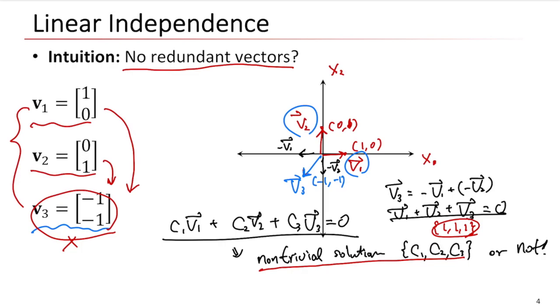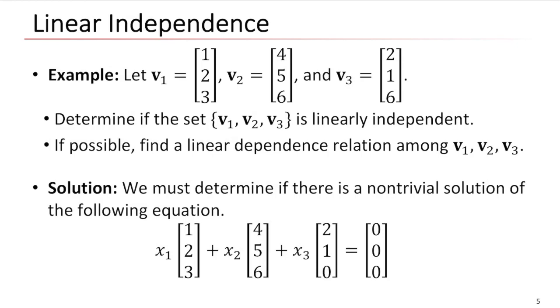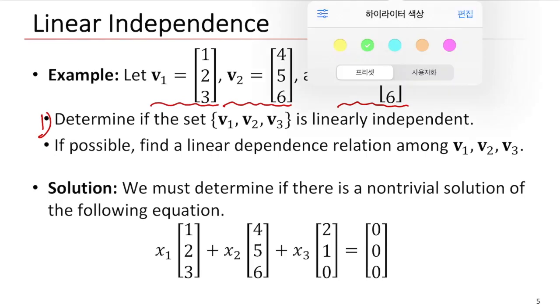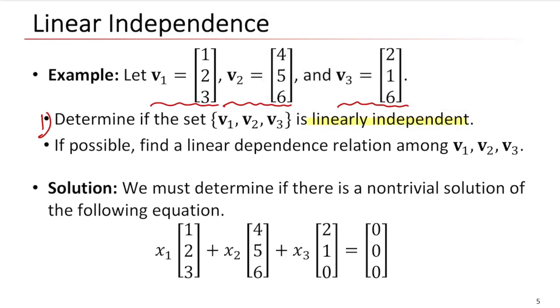So this is the concept of linear independence. Okay, let's see an example. There exist three vectors: V1 is equal to (1, 2, 3), V2 equals (4, 5, 6), and V3 equals (2, 1, 6). The first question is to determine whether the set V1, V2, V3 is linearly independent. The second question is, if possible, please find the linear dependence relationship among V1, V2, V3.